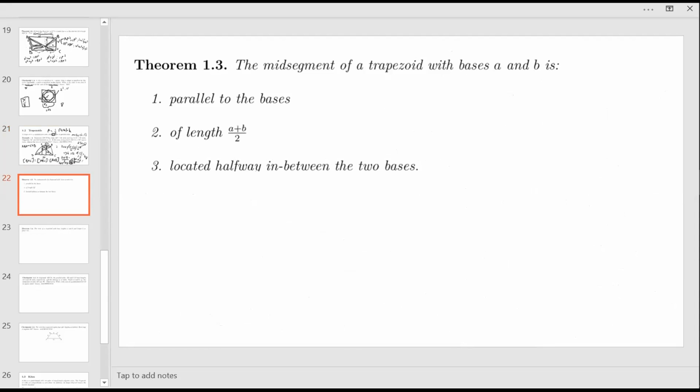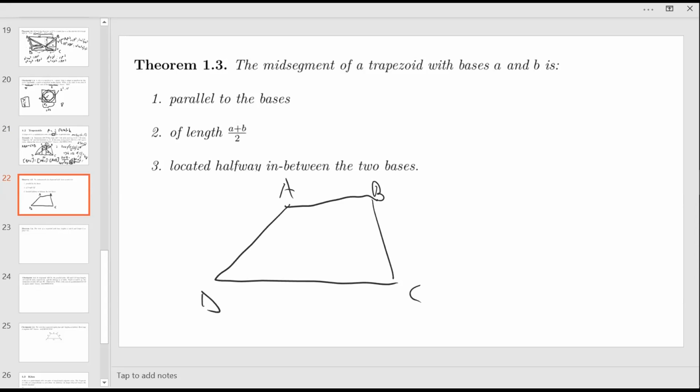So now we have a theorem for trapezoids. So basically, this is a trapezoid, and basically the mid segment of a trapezoid is just located halfway in between the two bases. So by that we mean that this distance is equal to this distance, and this distance is equal to this distance. And equivalently, by similar triangles, this distance is equal to this distance. So it's basically right in between.